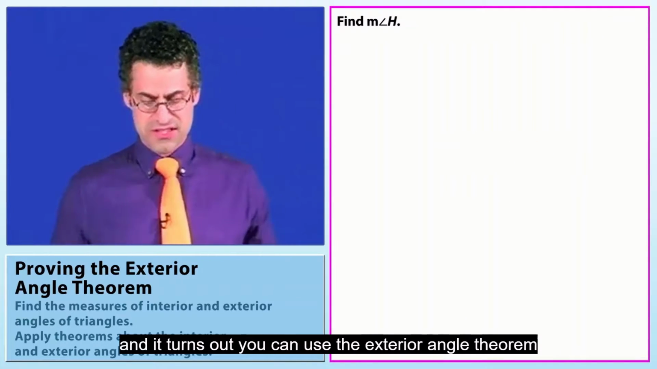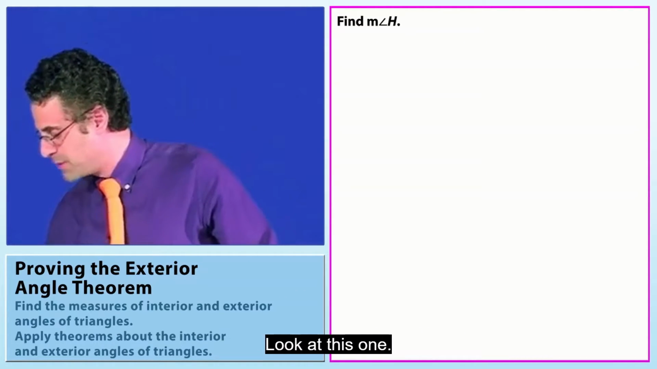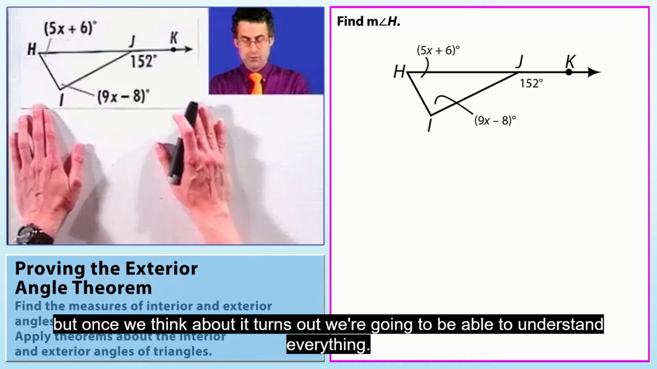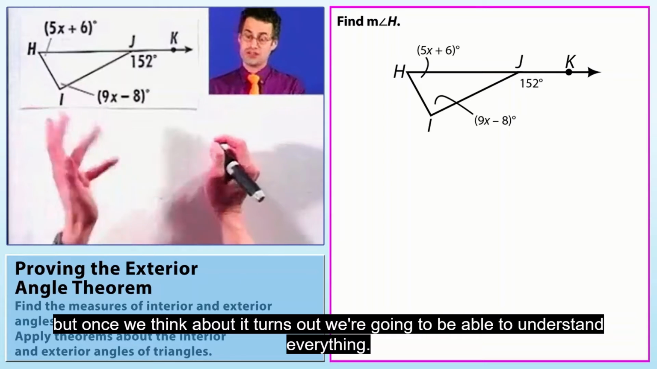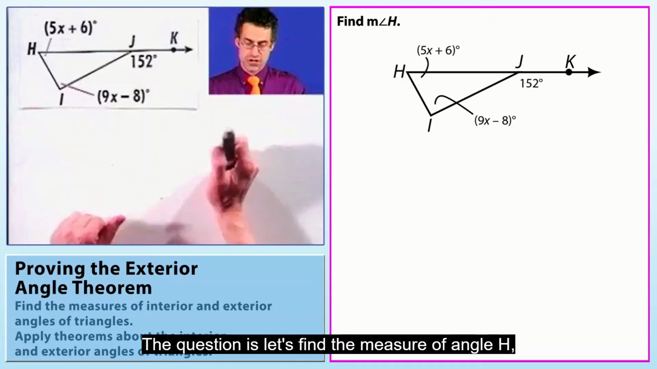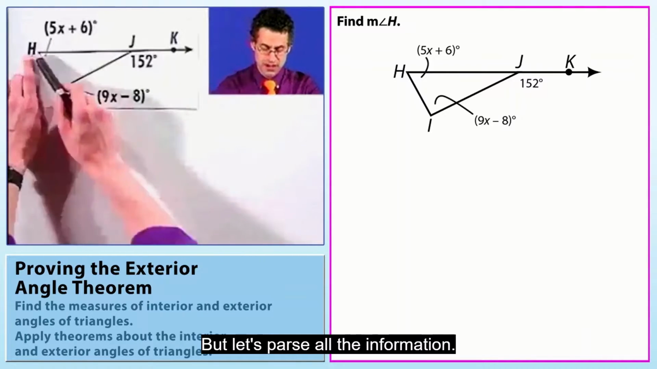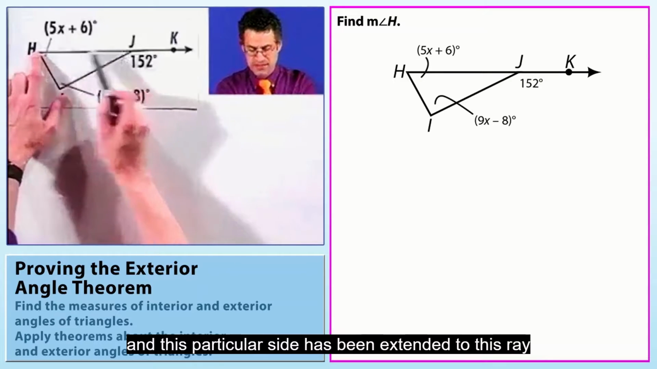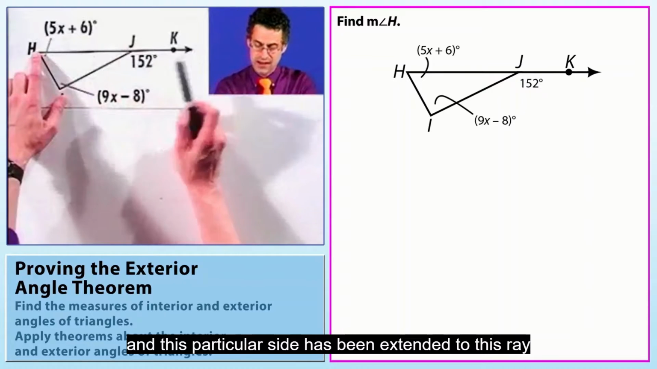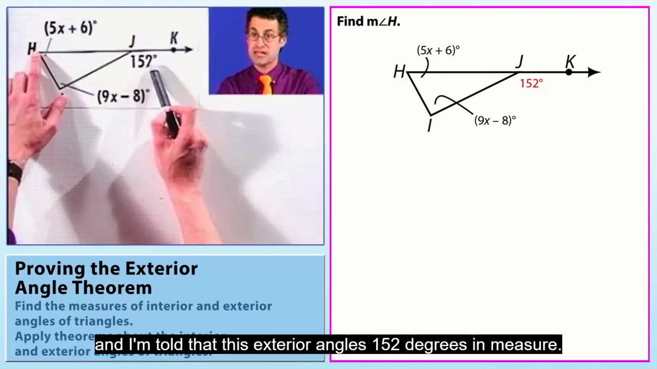And it turns out you can use the exterior angle theorem to do all sorts of crazy things. Look at this one. This is a really complicated looking figure, but once we think about it, it turns out we're going to be able to understand everything. The question is, let's find the measure of angle H. That's right here. But let's parse all the information. I've got this triangle, and this particular side has been extended to this ray, and I'm told that this exterior angle is 152 degrees in measure.